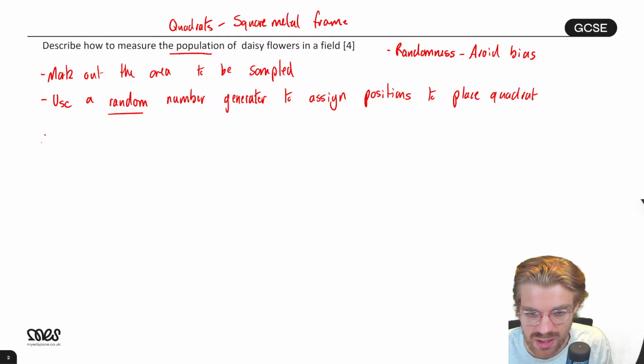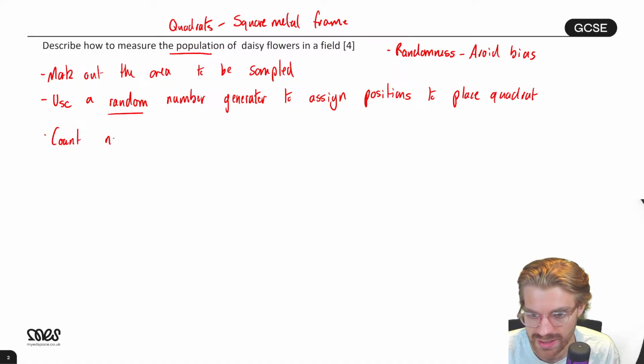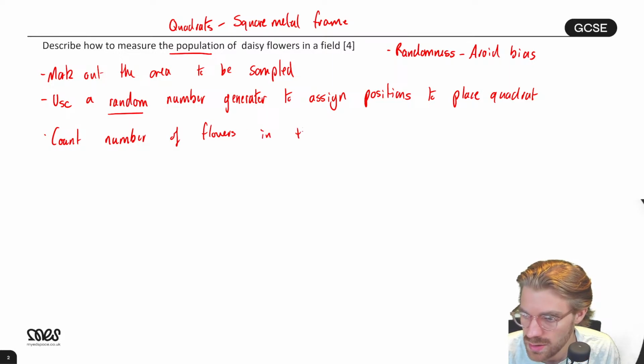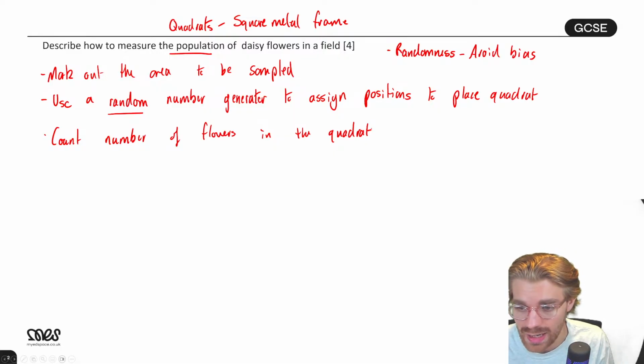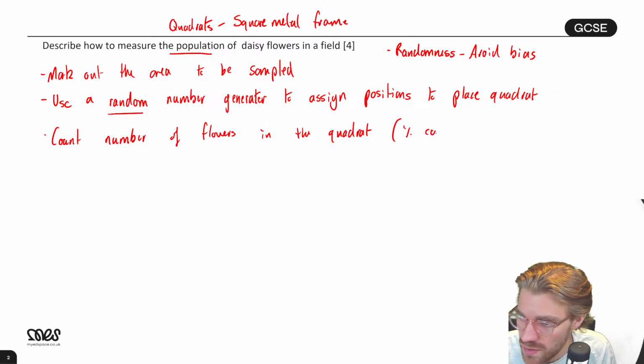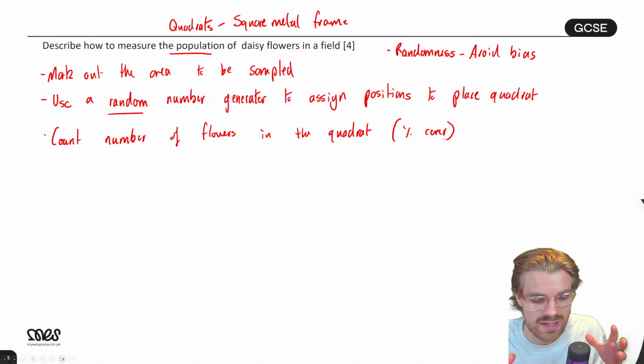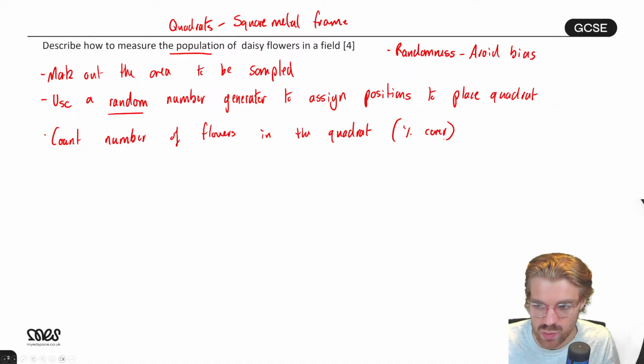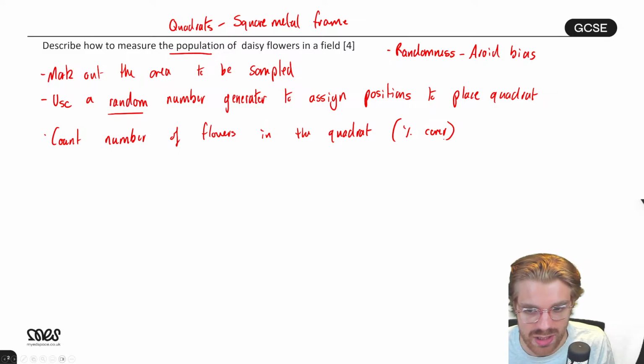So what we're then going to do is we're going to place our quadrat, and we're going to count the number of daisies within the quadrat. So we're going to count the number of flowers in the quadrat. And once we've started counting the number of flowers in that quadrat, well, there's a few ways we could do that. We could just count the number of individuals, but sometimes we might have plants where it's really hard to distinguish between the individual plants. So we could also perhaps use something called percentage cover. How much of the quadrat is covered by that specific plant species? What percentage of the area is covered by that plant species?